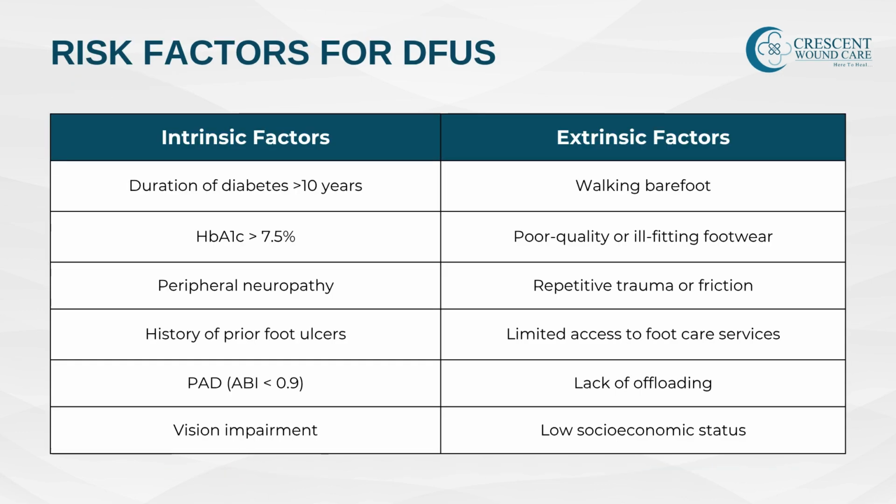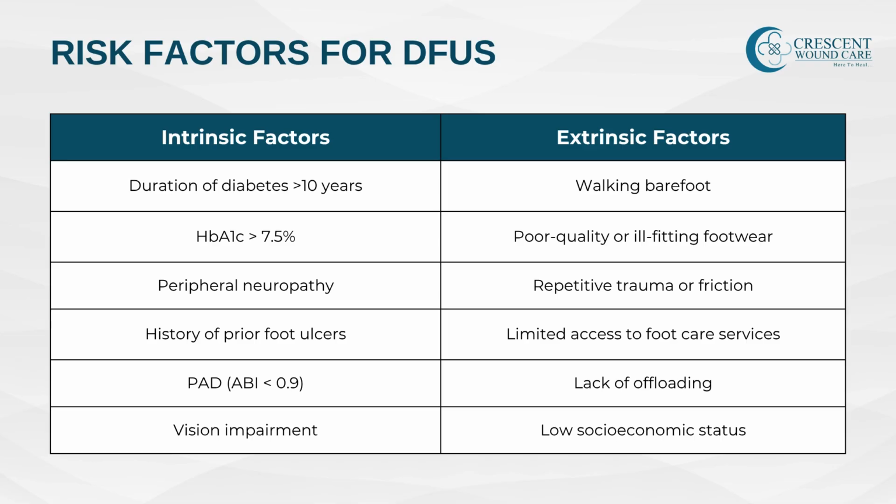Let's talk about why diabetic foot ulcers happen in the first place. There are two main types of risk factors: intrinsic, which are related to the person's health, and extrinsic, which are linked to lifestyle or environment. Intrinsic risks include having diabetes for a long time, poor blood sugar control, high HbA1c, peripheral neuropathy, meaning reduced sensation in the feet, and poor vision, increasing chances of unnoticed injuries.